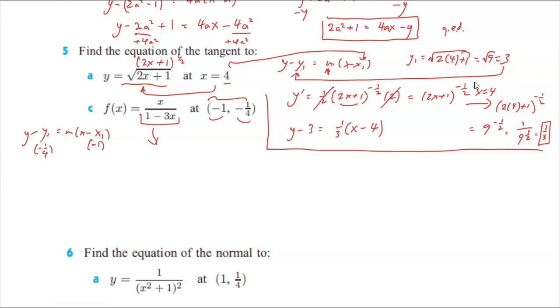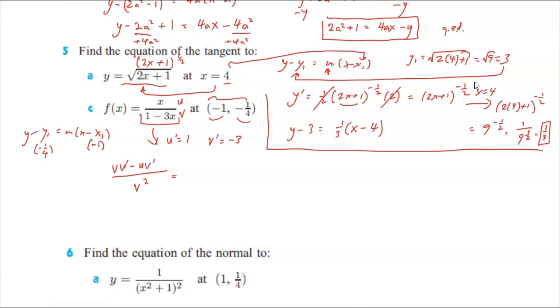So this can be done by product or quotient rule. Let's do it by quotient rule. U is the top, V is the bottom, U dash is equal to 1. The derivative of x is 1. V dash would be negative 3. Now we're going to plug it into the quotient rule. Remember, quotient rule looks like this.